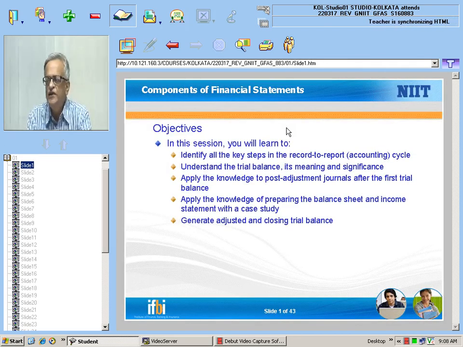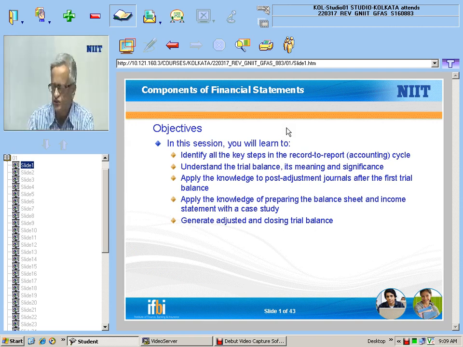So what are we going to learn in today's session? In this session you will learn to identify all the key steps in the record to report accounting cycle. Understand the trial balance, its meaning and significance. Apply the knowledge to post-adjustment journals after the first trial balance. Apply the knowledge of preparing the balance sheet and income statement with a case study, and generate adjusted and closing trial balance. So these are the things that we are going to learn in today's session.